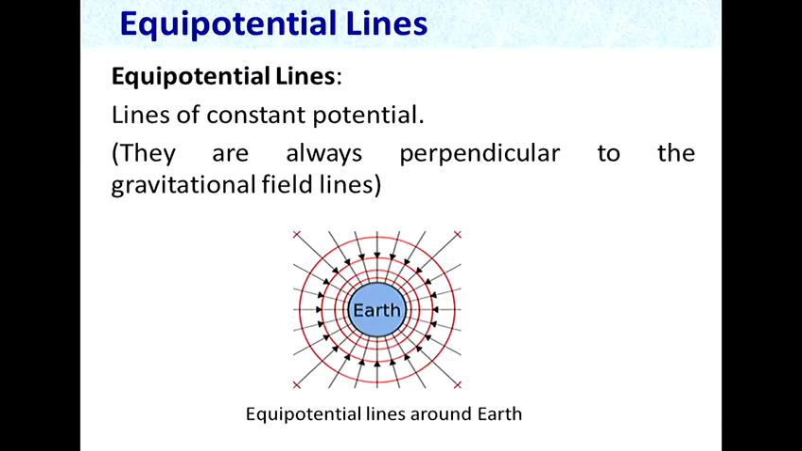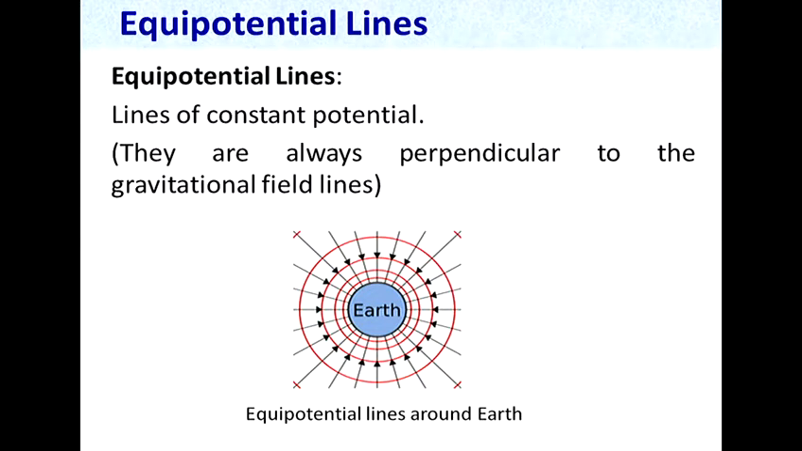Here, the red concentric circles you see are the equipotential lines around Earth. Let's look at the outermost circle. At every point along this circle, the gravitational potential is the same. It's called an equipotential line. And because Earth is a radial field, the field lines converge at the center of Earth. So the equipotential lines, being perpendicular to the field lines, will be concentric circles. At every point along the circle, you can see it is perpendicular to the field line, which is radial.